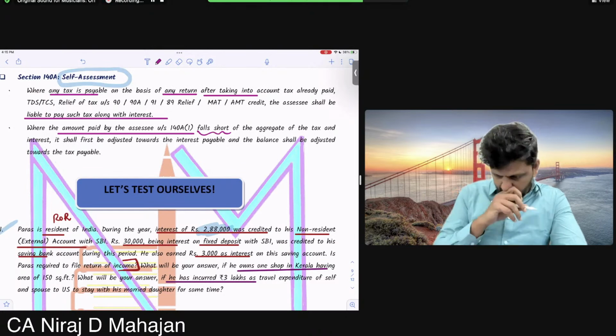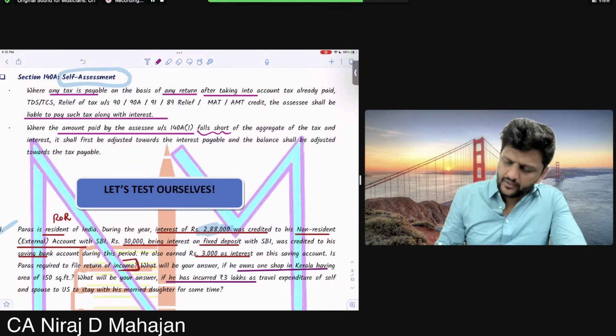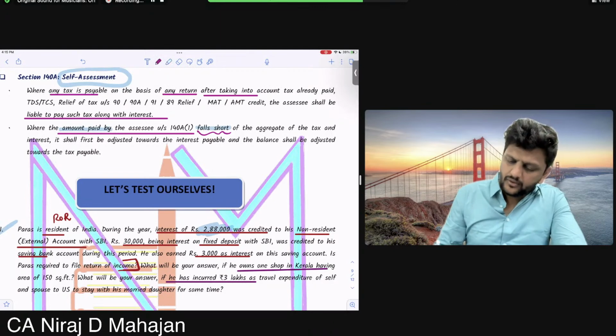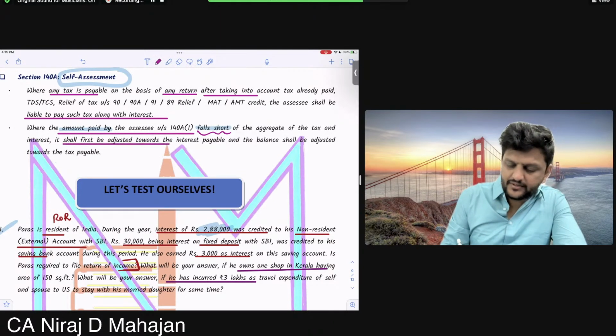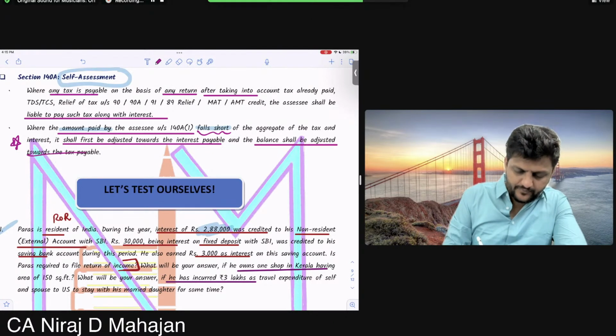Yes? Pay attention. When amount paid by the assessee, SA tax, under section 140A(1) falls short, that means even SA tax is short, or whatever tax amount is short. He has paid, but it is short, okay? Falls short of the aggregate of the tax and interest, it shall first be adjusted towards interest payable. And the balance shall be adjusted towards tax payable.